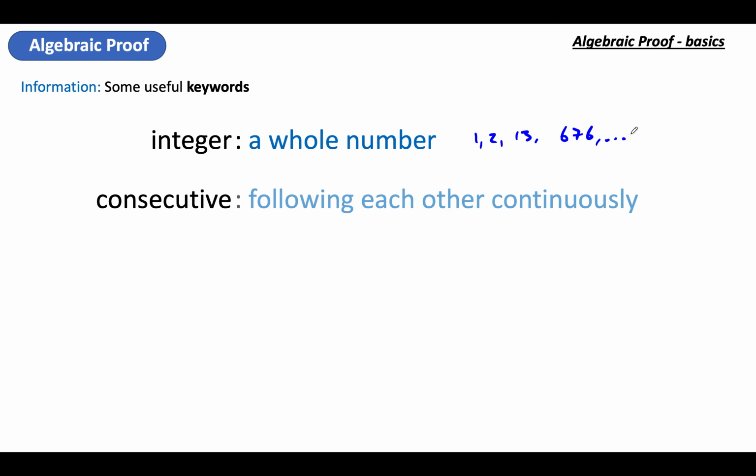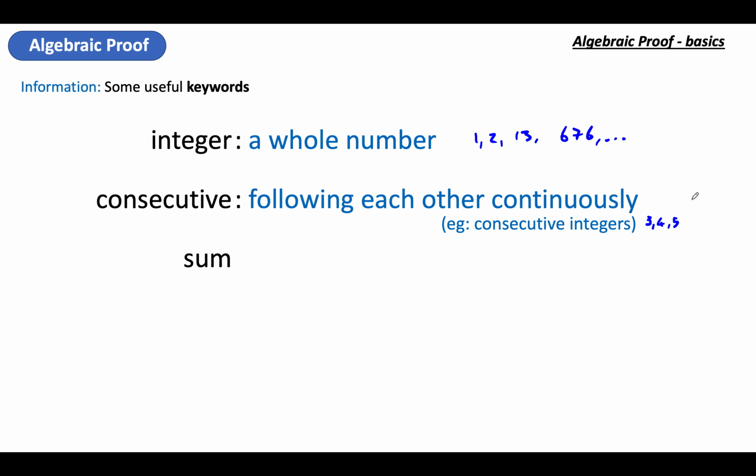Consecutive. So following each other continuously, right? So for example, it might say consecutive integers. Well, consecutive integers are integers that are next to each other. So whole numbers that follow on from each other. So 3, 4, and 5 are consecutive integers. They follow each other on continuously with no gaps.